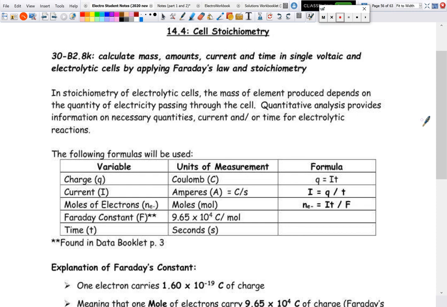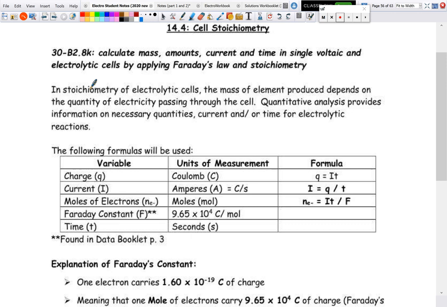All right, welcome back to our last few lessons for the electrochemistry unit, and this one is on cell stoichiometry. As you can imagine, we're going to apply stoichiometric calculations to electrochemical cells. Now, as we can read right here, in the stoichiometry of electrolytic cells, the mass of element produced depends on the quantity of electricity passing through the cell.